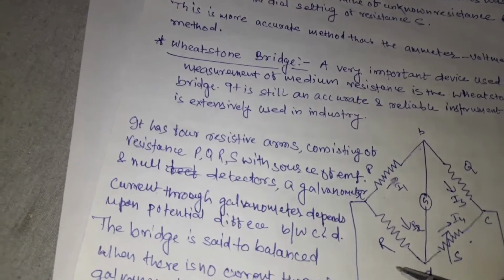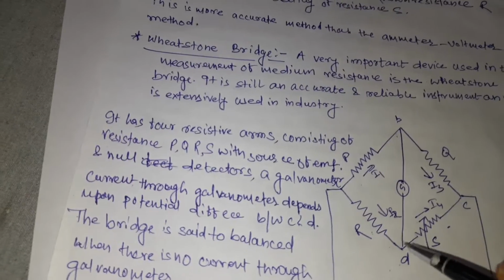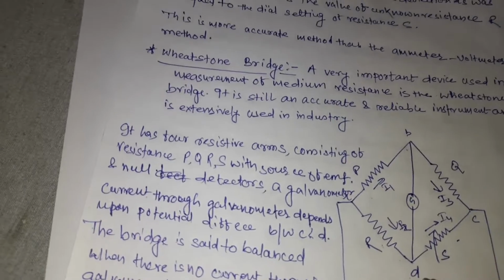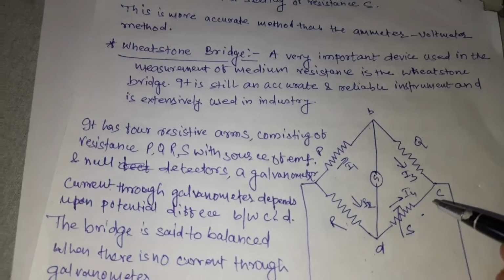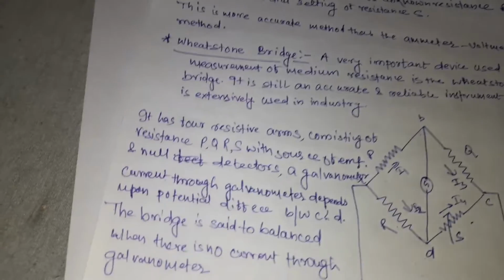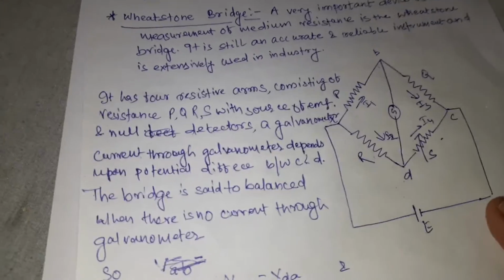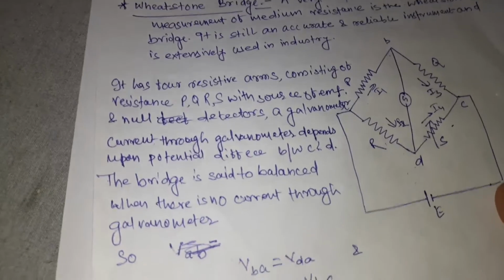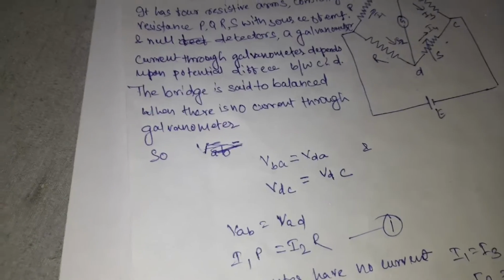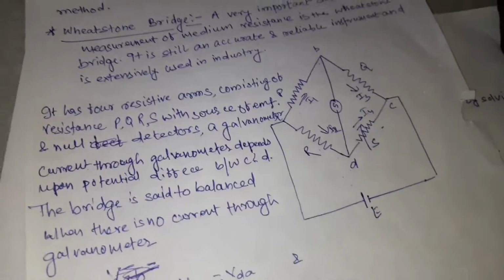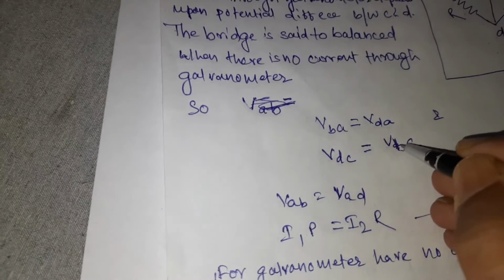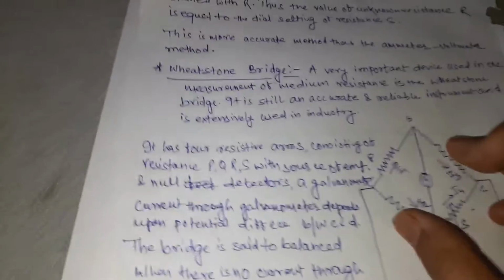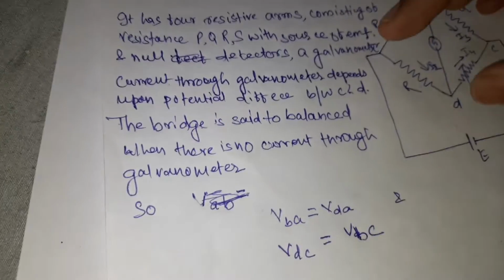Suppose there are 4 arms P, Q, R, S, and the current through arm P is I1, the current through R is I2, the current through branch Q is I3, and the current through branch S is I4. For balance, that means no deflection in the galvanometer, the voltage across AB is equal to the voltage across AD. There was just a small mistake there: the voltage across DC is equal to the voltage across BC. So the voltage drop across AB is equal to the voltage drop across AD.